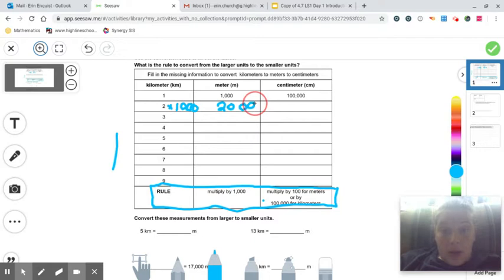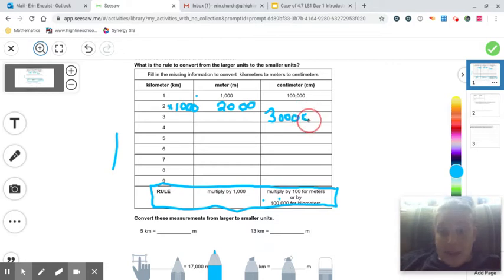Now, for centimeters, it says multiply by 100 for meters or 100,000 for kilometers. So basically, they're saying you can multiply this number by 100 meters to get centimeters, or your kilometers, you're going to times it by 100,000 to get 300,000. If you just remember the zeros, my friends, you will actually have no issues and be pretty successful.